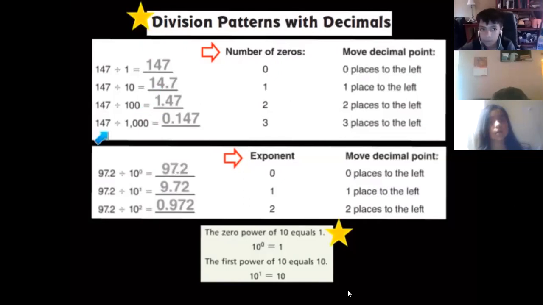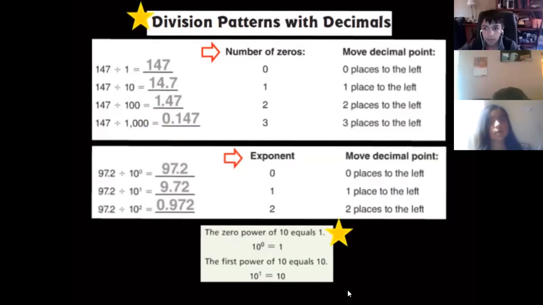In the next problem, we see 147 being divided by 1,000. In the number 1,000, I know that there are 3 zeros. So what that means is I'm going to move the decimal 3 places to the left. So 1, 2, 3. And my answer turns out to be 147 thousandths.